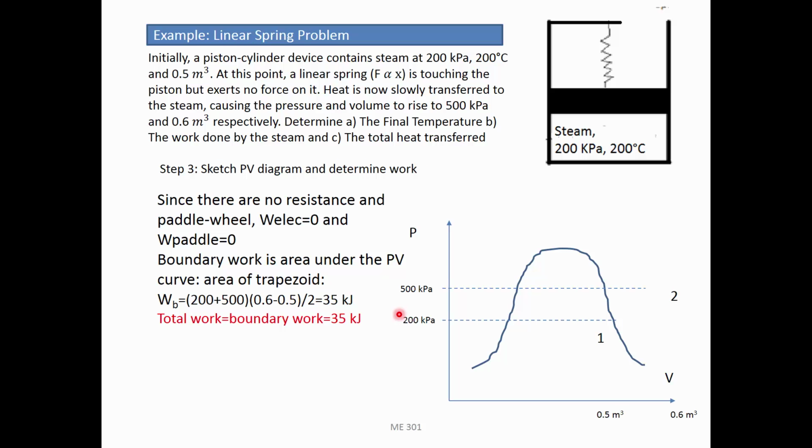We're now ready to find work. Since there are no electrical resistance nor paddle wheel within this control volume, electrical and paddle wheel work are both equal to 0. The only work for the system is boundary work. We can find the boundary work by finding the area under the PV curve. P and V for the initial and the final state can be found from the table.